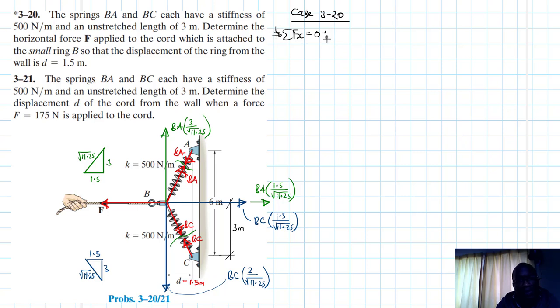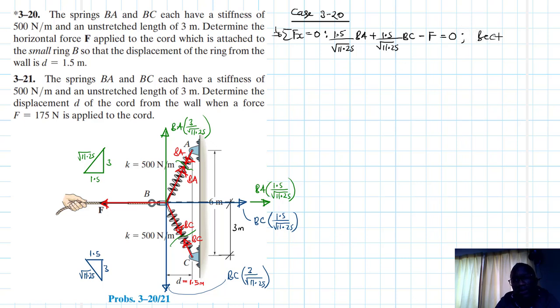Because of symmetry, we are saying symmetry is going to be in the vertical direction. So in the x we have BA. Let me just do the multiplication in advance. So 1.5 divided by root of 11.25 BA plus 1.5 divided by root of 11.25 BC minus F equal to 0. Okay.